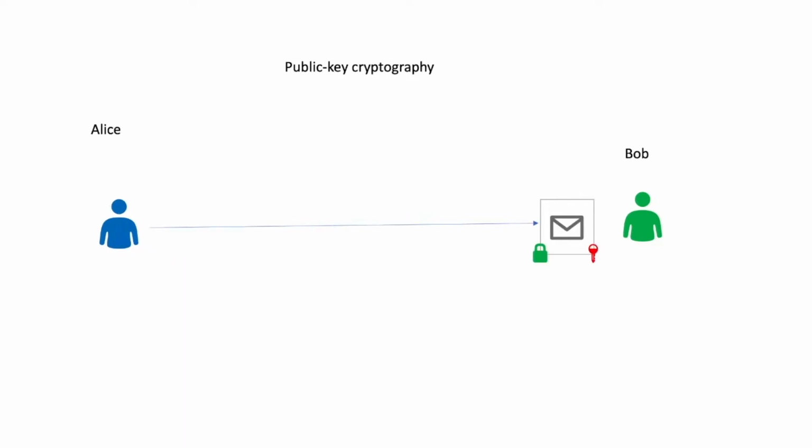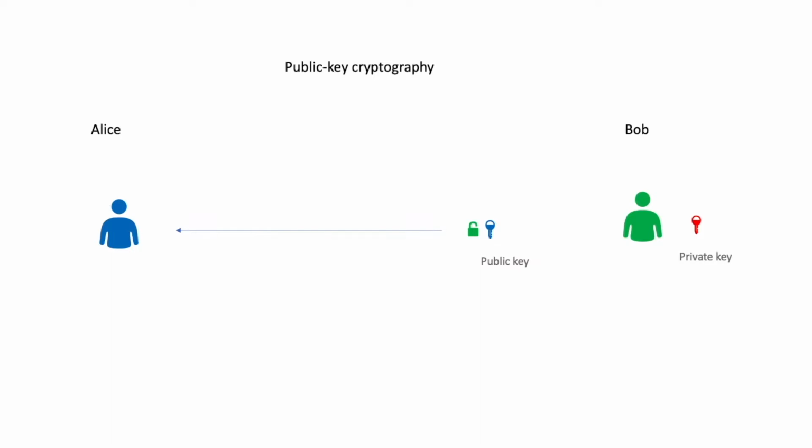Once Bob receives the encrypted message, he uses his own private key to decrypt the message. This key is private to Bob, and it is not shared with anybody else. So the public key is shared and used only one time for locking the message, while the private key is used by the recipient of the message, namely Bob, to decrypt the message. This forms the basis of public key cryptography.